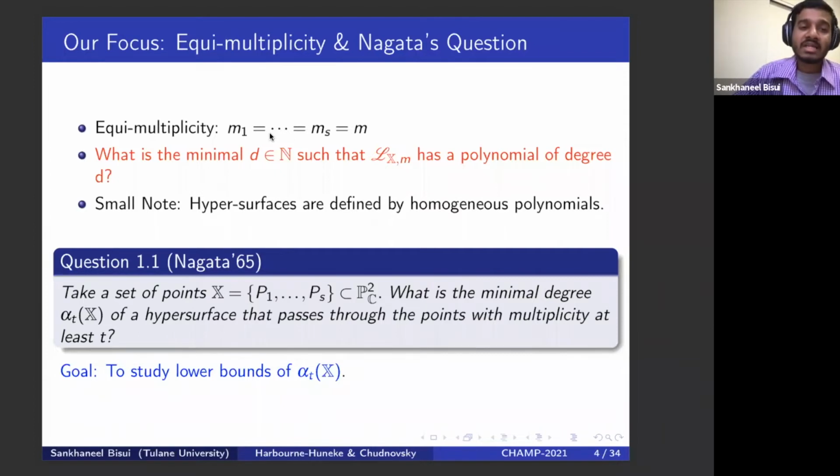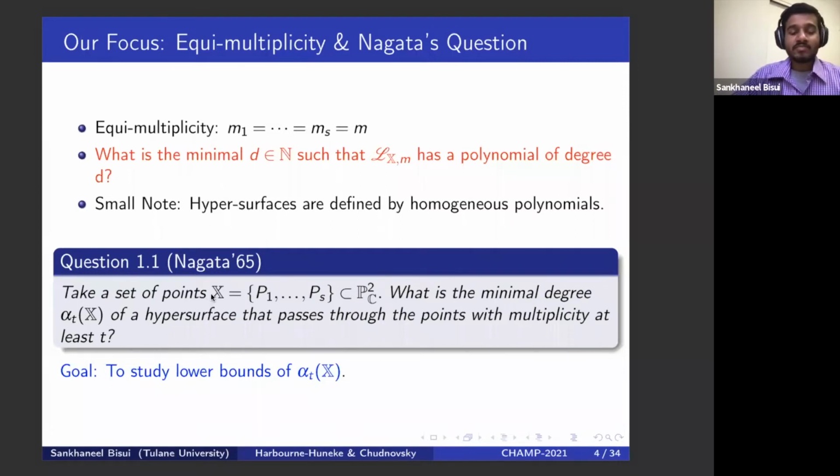So we will be studying the scenario when we have equimultiplicity, meaning each m1 up to ms are the same, let's call it m. So the question again becomes, what is the minimal degree d such that the set has a polynomial of degree d? Now, a small note, just a reminder that all hypersurfaces in a projective space are defined by homogeneous polynomials. In 1965, Nagata raised this question.